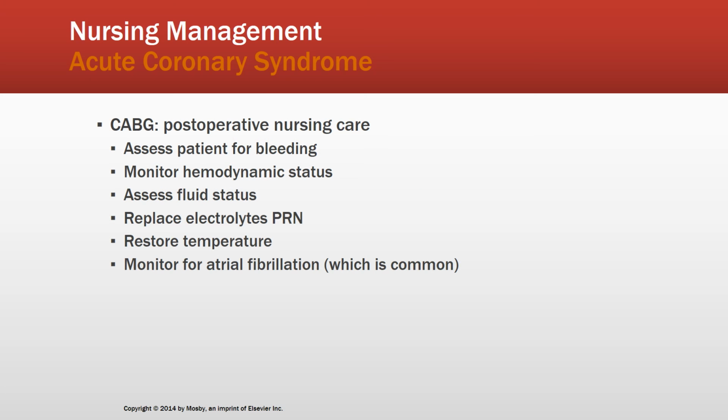Assess patient for bleeding, monitor hemodynamics, fluid status. These patients do come out dry. That's what's important, that we monitor their CVPs, make sure that they're getting enough fluid because they did have a lot of large losses on average. Estimated blood loss for these patients about 1.5 liters. We want to restore temperature again and monitor for AFib, which we talked about before, that is very common.